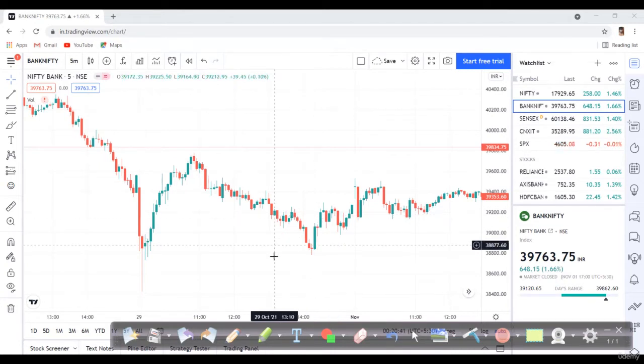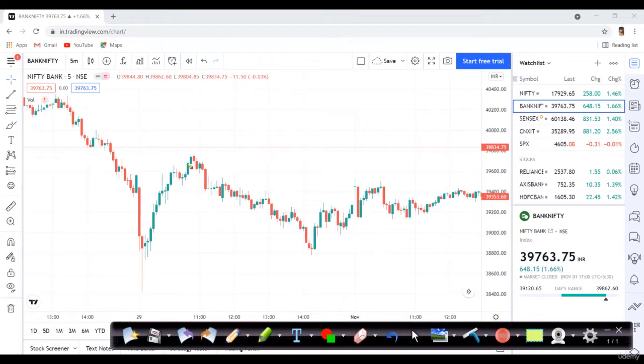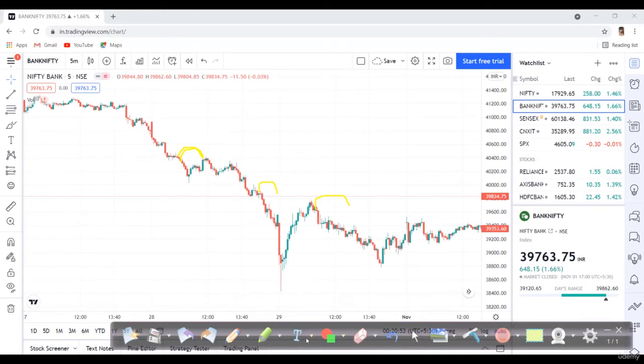I am telling you, always see the swings in the market. This is one swing, these are the swings in the market. What you need to do is mark the swings, or draw one line in such a way that it will cover most of the swings.